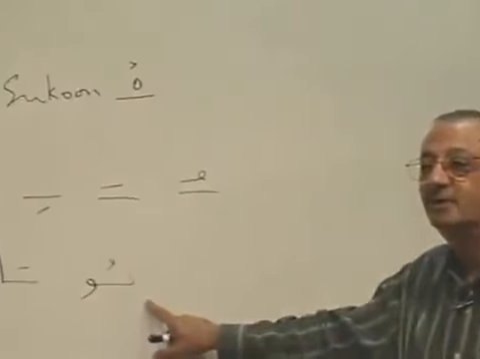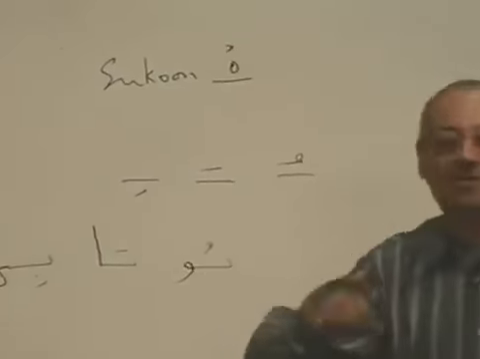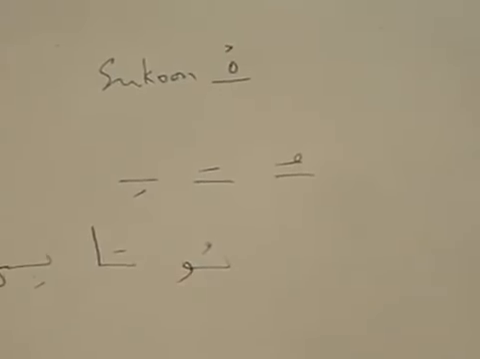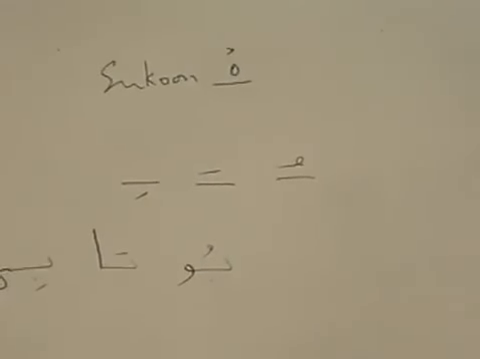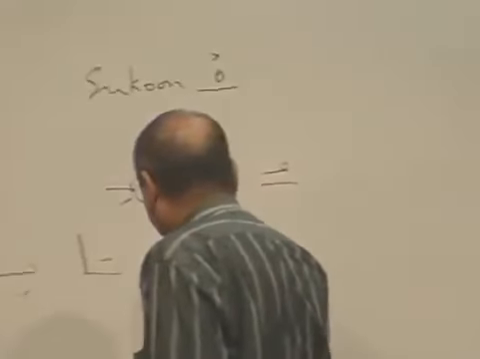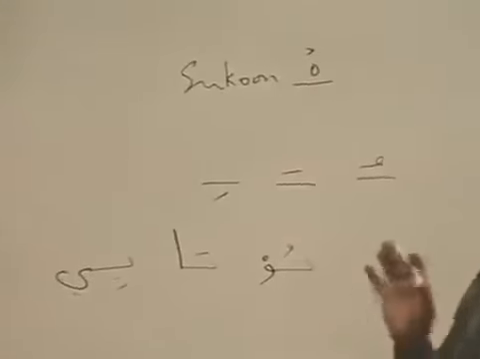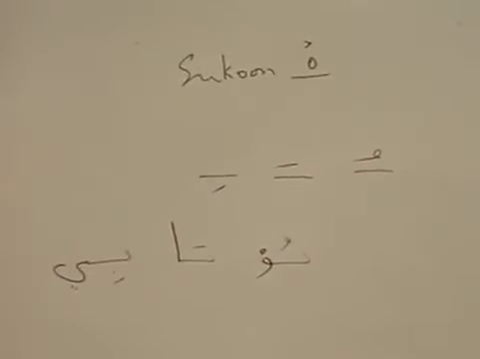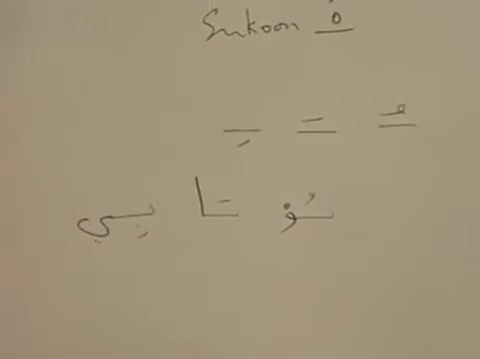Are you with me, brother? Okay. Where is the vowel sign here? On ba. What is on vav? It's a Sukoon. Why? There is no vowel sign. Now this you never write. You never write, but you understand.